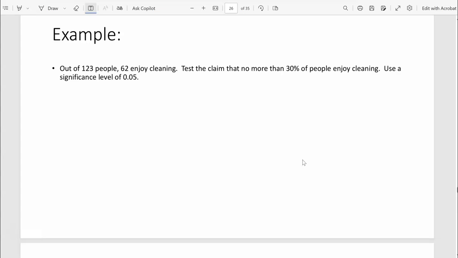So let's talk about what we have. We have the claim, which is no more than 30% of people enjoy cleaning. We have p hat, 62 successes out of the 123. Alpha is 0.05. But this wording is a little bit different. Test the claim that no more than is actually an equality statement. So this is actually p is less than or equal to 30%.